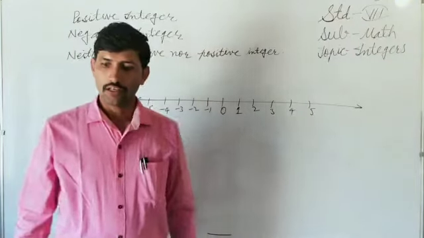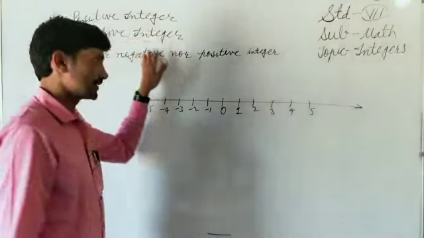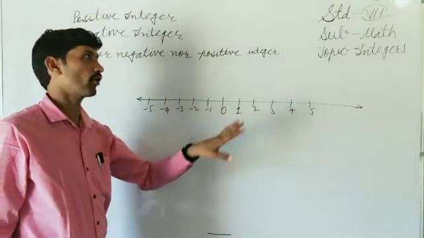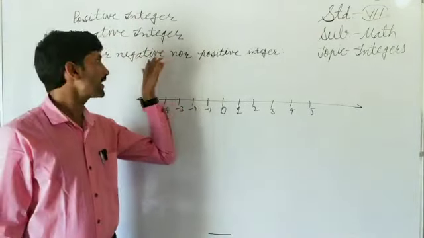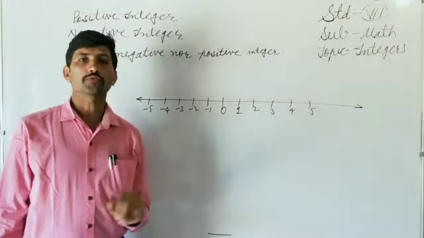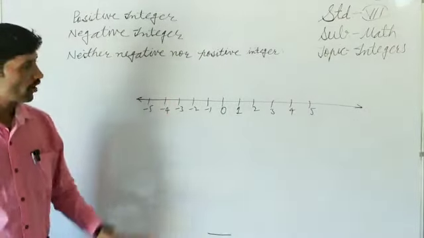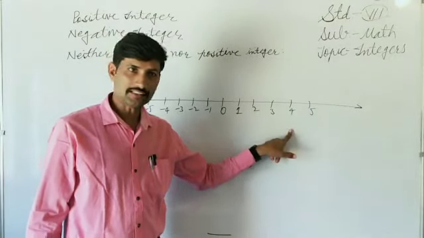Everyone. In the last lecture we discussed what we mean by integers, natural numbers and whole numbers. Here we will talk about positive integers, negative integers and integers that are neither negative nor positive. Let us first try to understand with the help of the number line. How we represent integers on the number line, we also know from standard 6th.